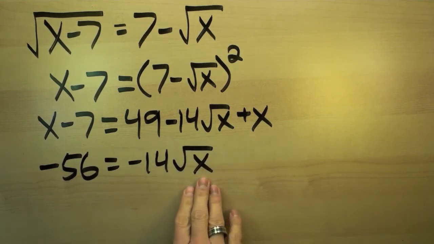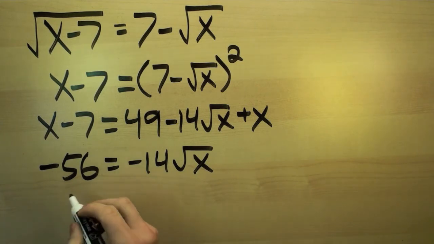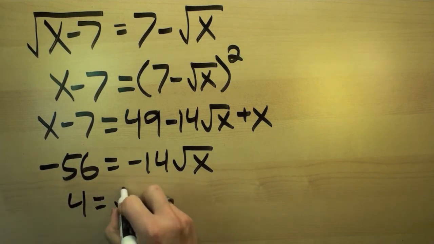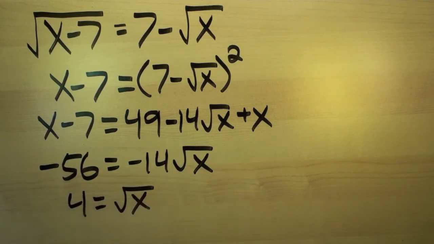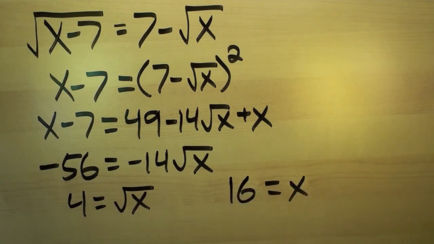So we still have this square root floating around. Before, in our previous problems, when there was only one square root, when we squared both sides, all the square roots went away. Now we're still left with a square root that we have to deal with. However, in this case, if we divide both sides by negative 14, we're going to get 4 equals root x. So we square both sides of the equation, giving us 16 equals x.